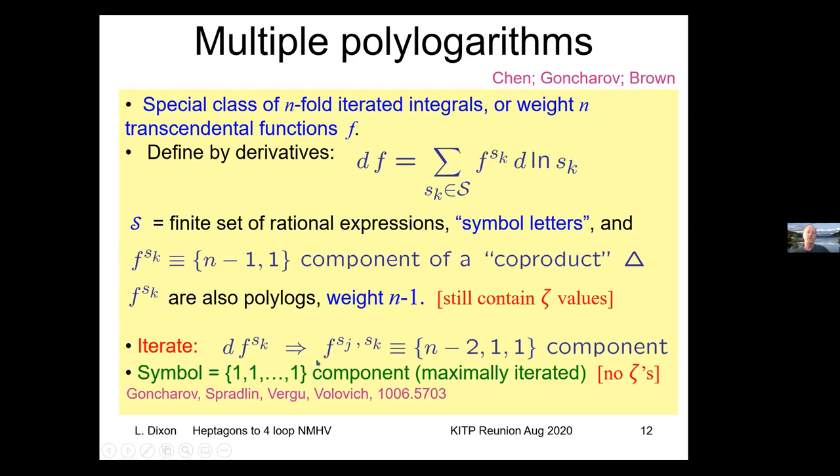We can iterate this procedure and differentiate all of these functions of weight n-1, and we develop the n-2, 1 coproducts, and keep going. If you keep going all the way down n times, you get the maximally iterated component of the coproduct. When you take a derivative, you start losing information about zeta values. For example, the weight n zeta value, since it's a constant, would drop out here. You still have some zeta values. By the time you get to the symbol, though, you've lost all zeta values.